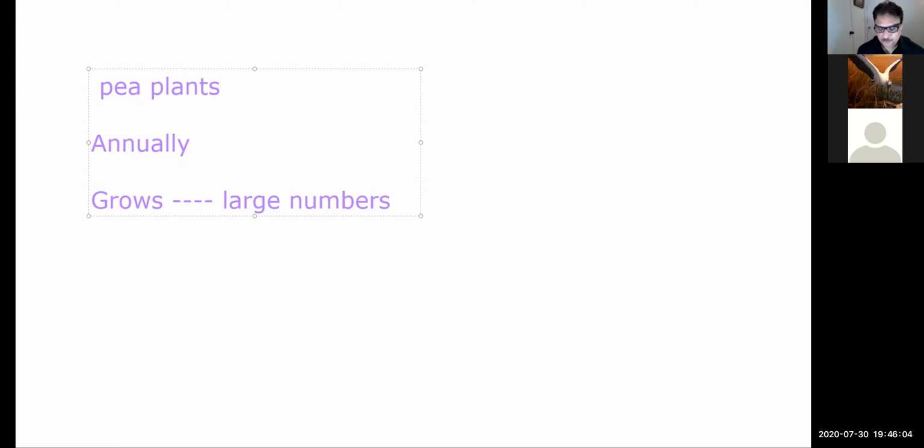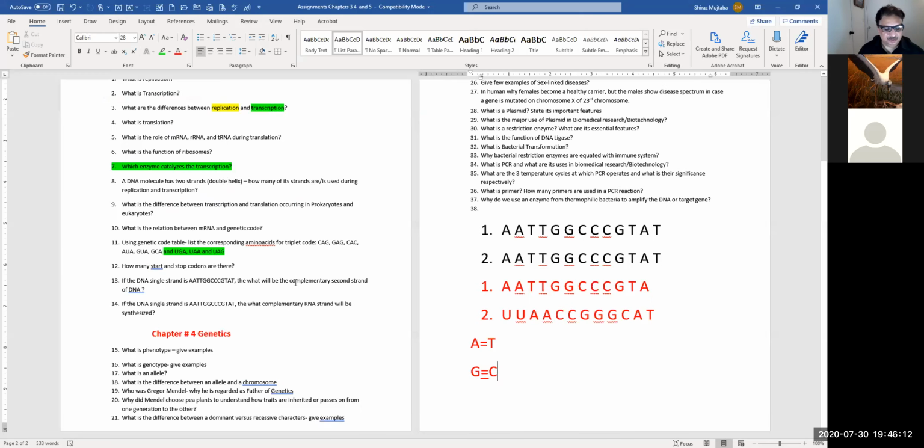So that's why he chose pea plants, because they could grow in large numbers. He could get a lot of data from them. He can come to a conclusion. So what is the difference between a dominant and a recessive character?